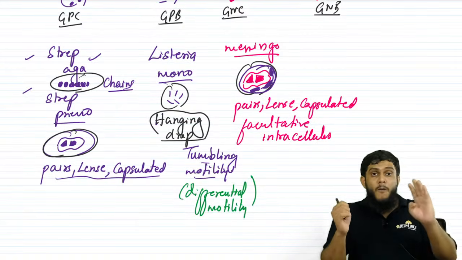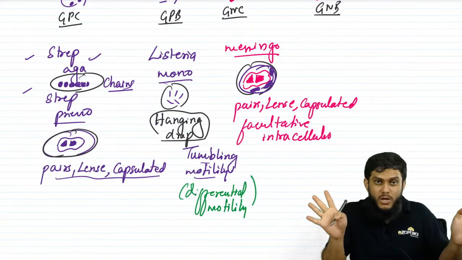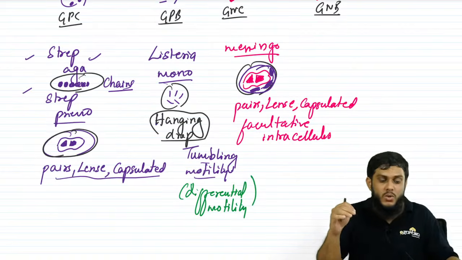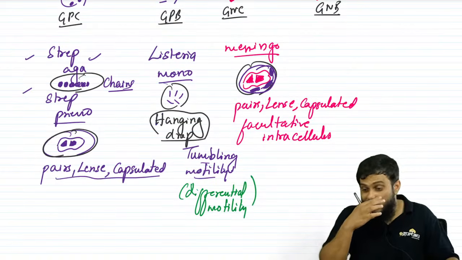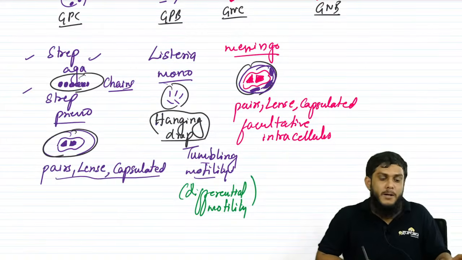So these are the 2 points by which we can differentiate pneumococcus and meningococcus. What are the 2 points? Pneumococcus is gram positive, meningococcus is gram negative. Pneumococcus is always extracellular, obligate extracellular, whereas meningococcus is facultative intracellular. We see it within the pus cells, and also a few of them will be present outside the pus cells.